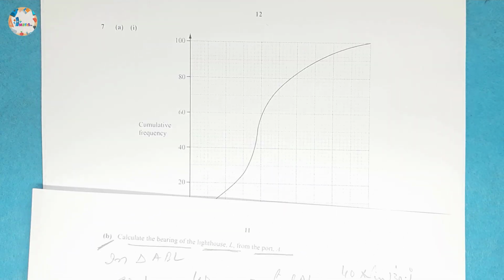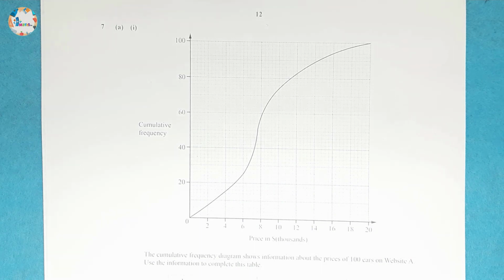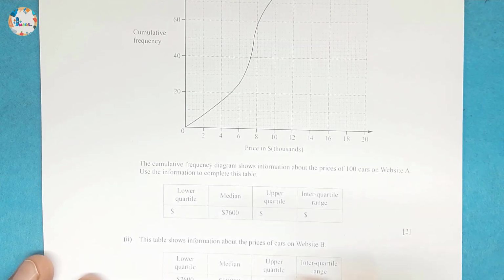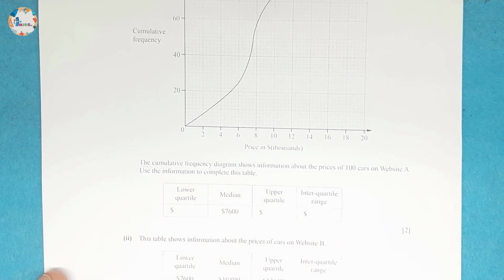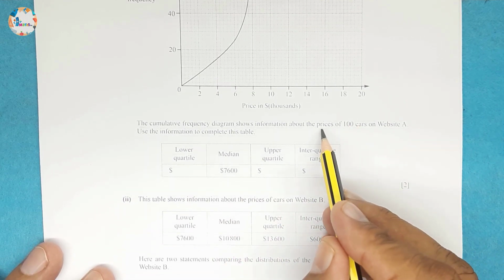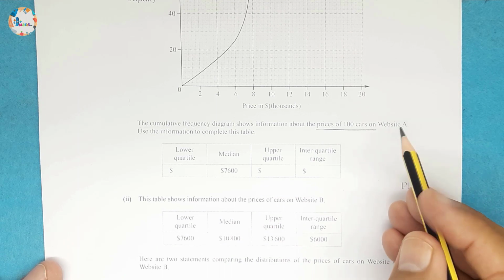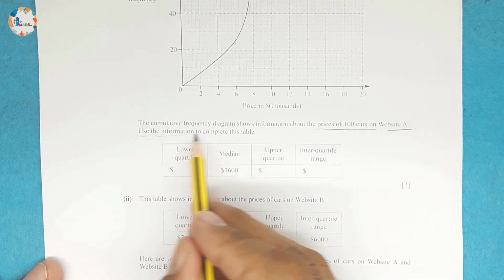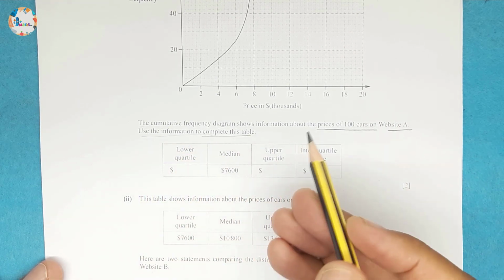Hopefully you understood this. Question number 7 is a cumulative frequency diagram question, and this is a very important and easy question. You can score very well in this one if you just understand some techniques. They have provided this cumulative frequency curve, and they are saying the cumulative frequency diagram shows information about the prices of 100 cars on website A. Use the information to complete this table.